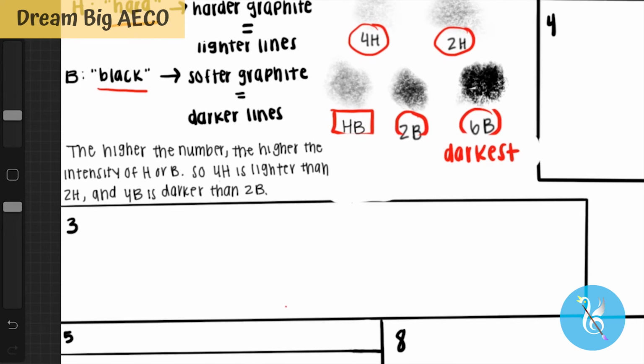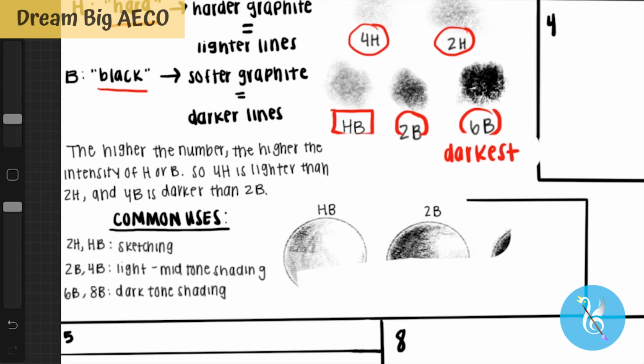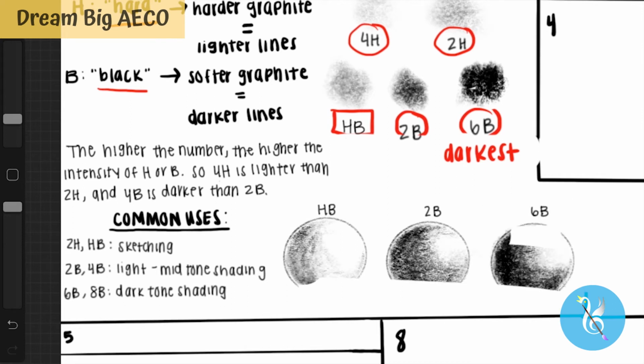The lighter pencils, 2H and HB, are often used for sketching to create the outlines of whatever you're drawing. This is because the lightness of the pencils makes it easy to erase any mistakes. Have you ever pushed too hard while writing and spelled something wrong only to find it really difficult to erase your mistake? Similar things can happen while drawing, which is why I often like to use a lighter pencil to sketch. The middle shades 2B and 4B are used for light or mid-tone shading.